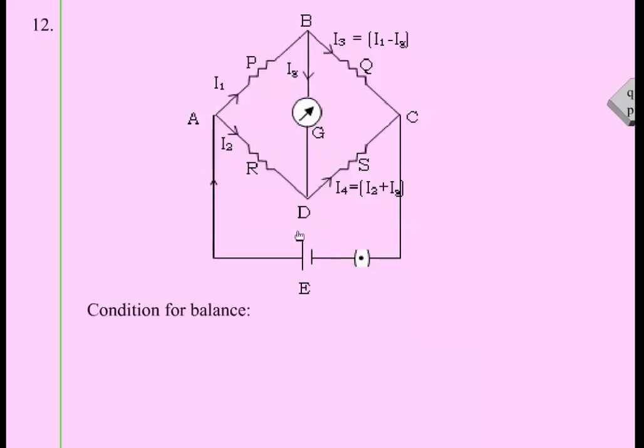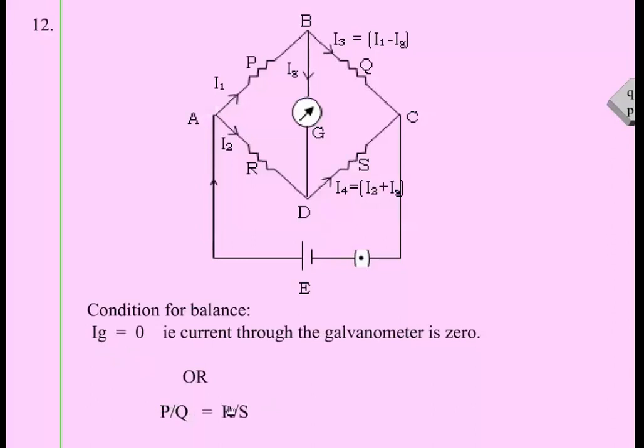And the condition: at balanced condition, the current through this galvanometer becomes 0. For Ig to be 0, the ratio P by Q must be equal to R by S. This is the condition. That is, Ig is equal to 0 or P by Q is equal to R by S. So for this 1 mark and for this another mark.